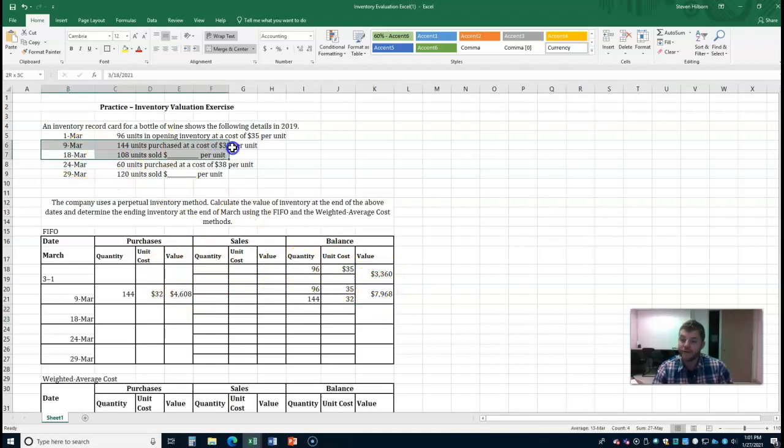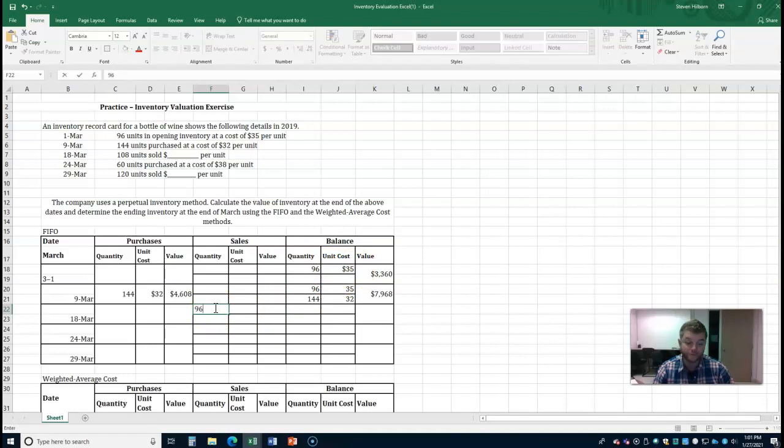Next is our first sale. So now we are going to sell 108 units sold at blank, which means that we don't know what we're going to sell it at. We have to look at what kind of method we're using. For this one, we're using FIFO, so first in, first out, which means the very first was our 96 at $35. We don't have 108, but we have 96, so we'll sell those first. And then we have to make sure we sell 108 total. So that is 12 more remaining. So I'll sell 12 of the 144 at $32.